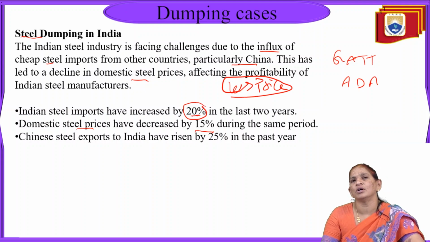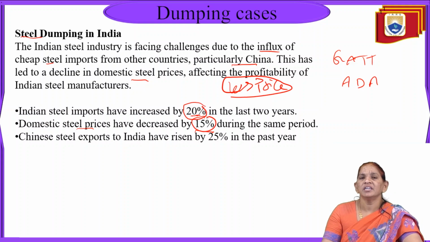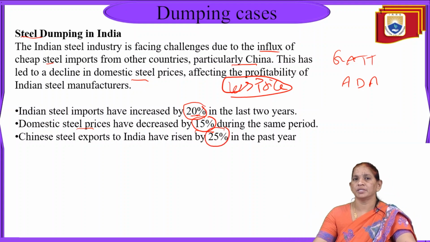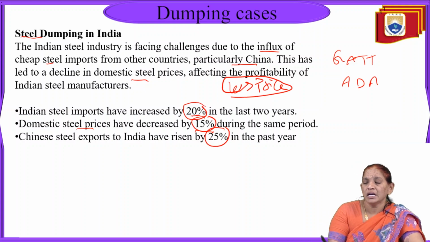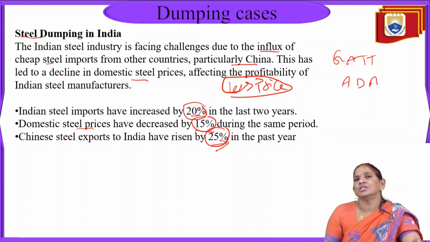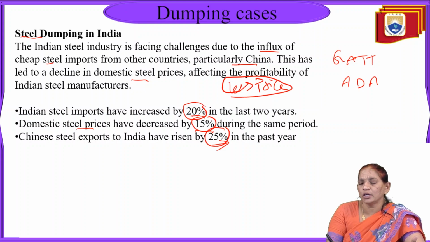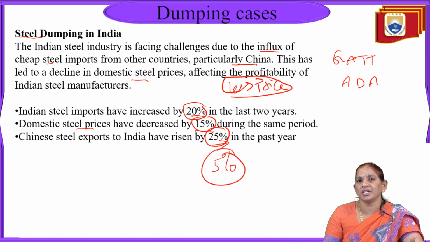Means, due to these dumping activities, the local steel prices decreased by 15%. But India's steel imports from China over the last decades were 25%. Means we require only 20%, our local price decreased by 15%, and what we are getting from cheaper Chinese imports was 25%. Means we are being dumped beyond our requirement, that is 5% more than what is actually required by India.